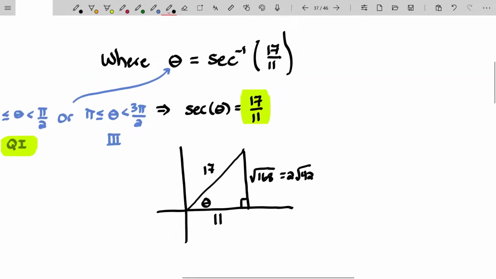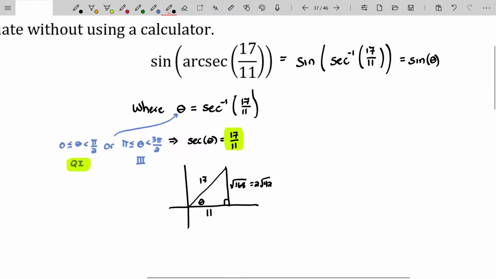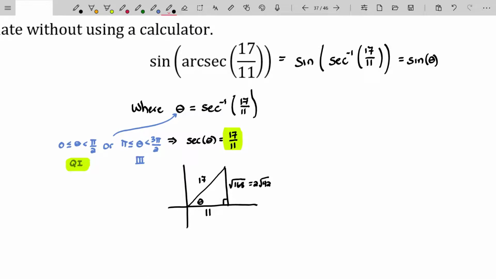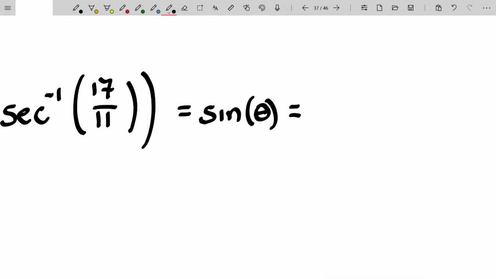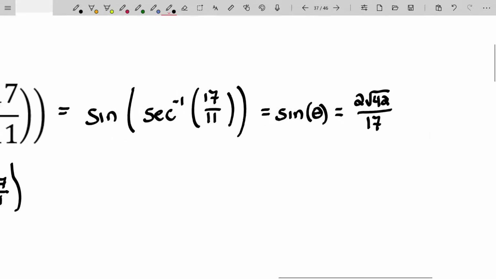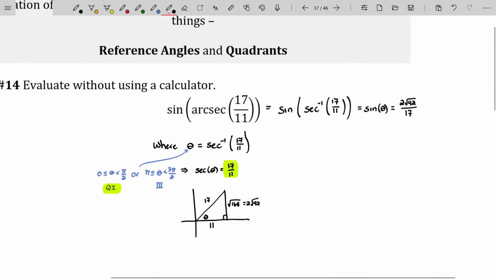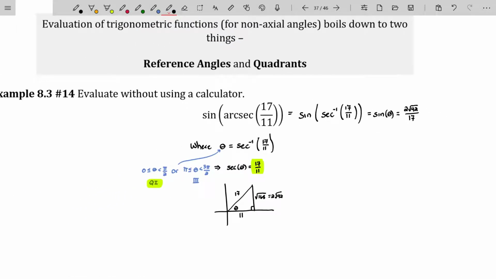Anyhow, what was our original question? Oh, what's the sine of that angle? What's opposite over hypotenuse? Well, opposite is 2 root 42, hypotenuse is 17. So the answer here is going to be 2 square root of 42 over 17. And that is the full worked out problem for something that would normally be reserved for pre-calculus, but you could see you could easily do this in a trig course.